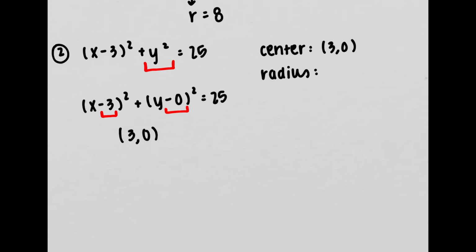And now I need to find my radius. Remember, all we do is take the square root of that number. So the square root of 25, whatever number times itself gives you 25, is 5.